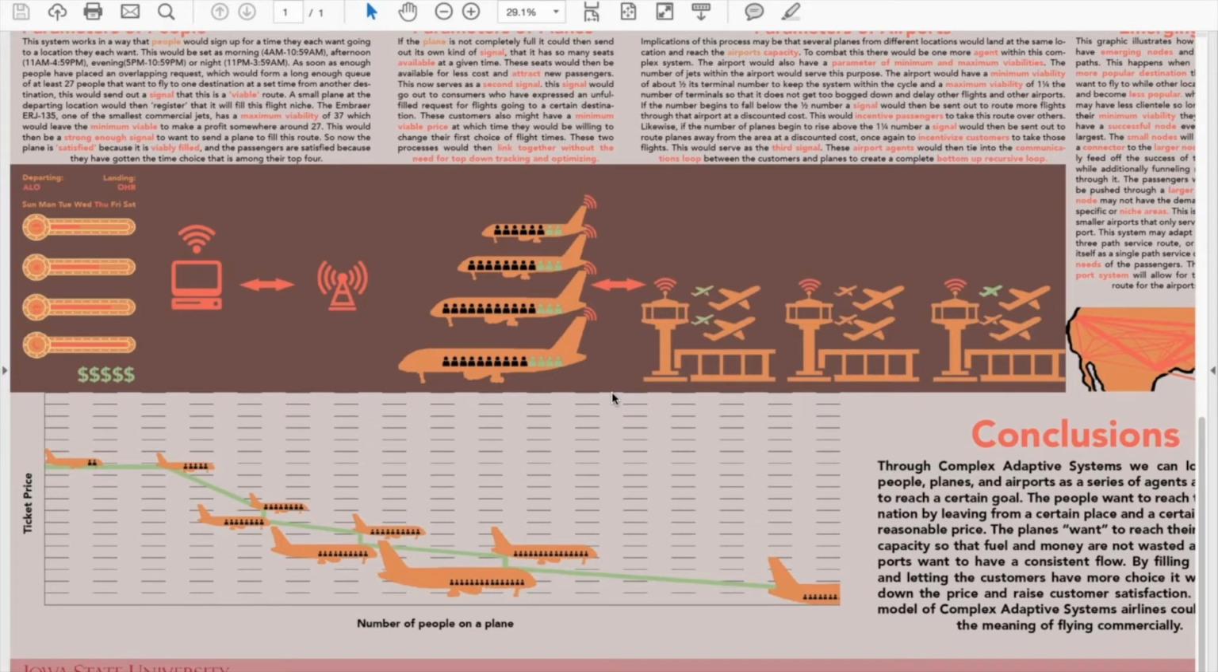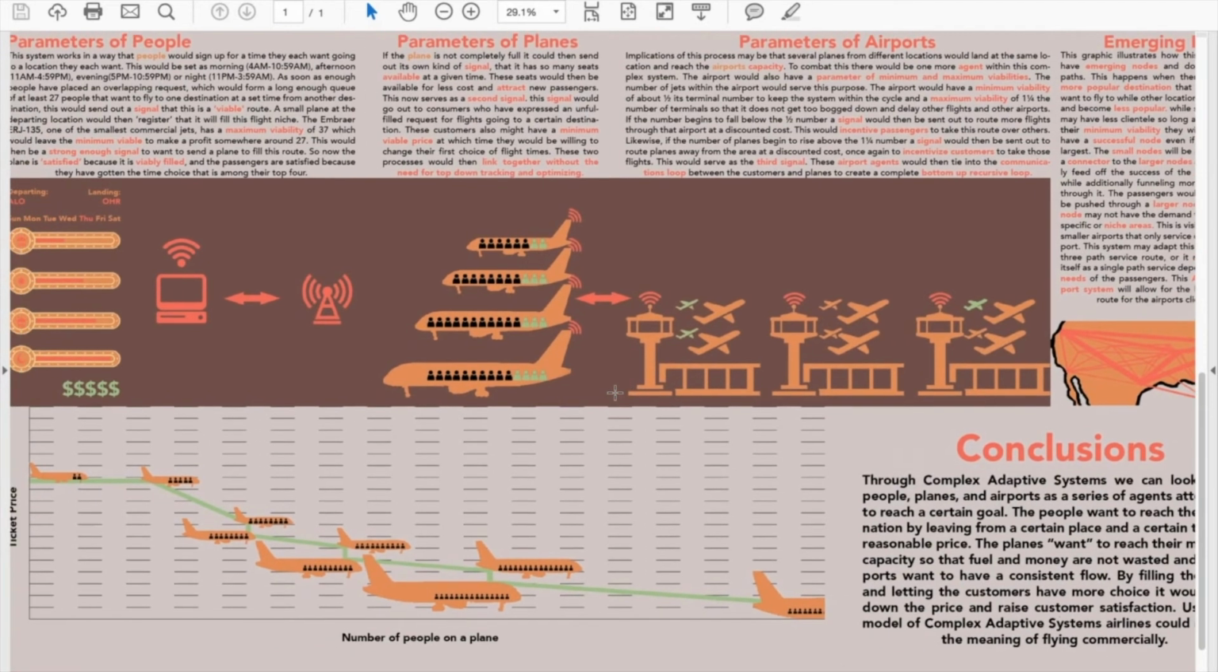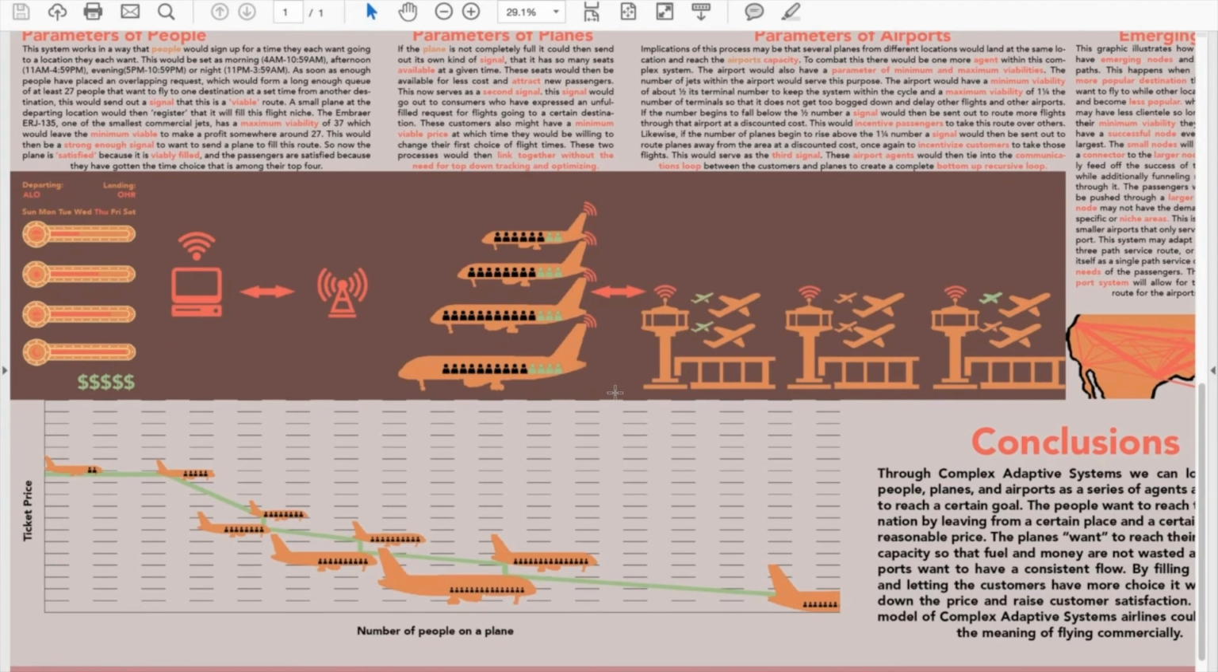In conclusion, these three systems are going to take the whole airport system and turn it on its head and make it more profitable, more efficient, and more satisfactory to its clients. With the system, all of these agents are going to be reaching their goals, which, as stated earlier, is going to increase profits. By using this complex adaptive systems model, airlines are essentially going to reinvent the way that we fly, and it's going to be better on all ends.